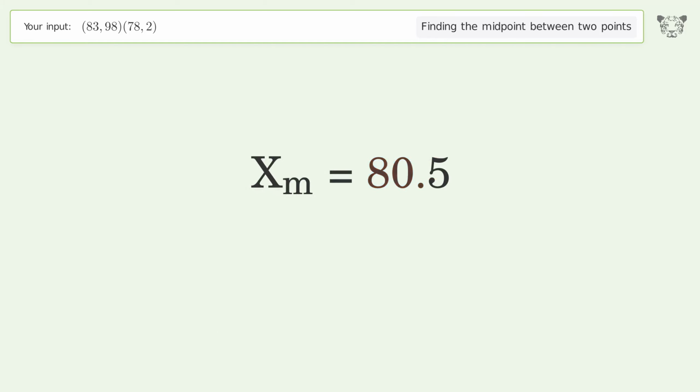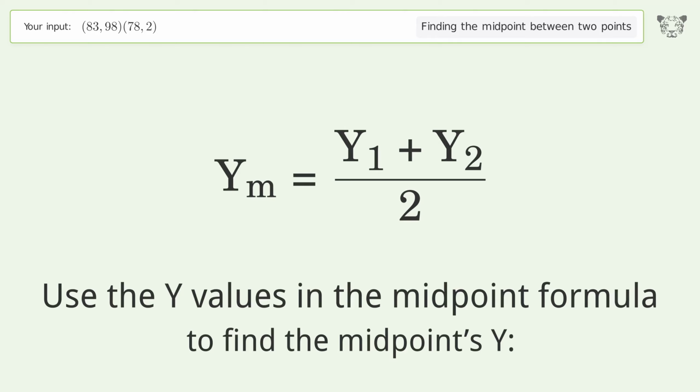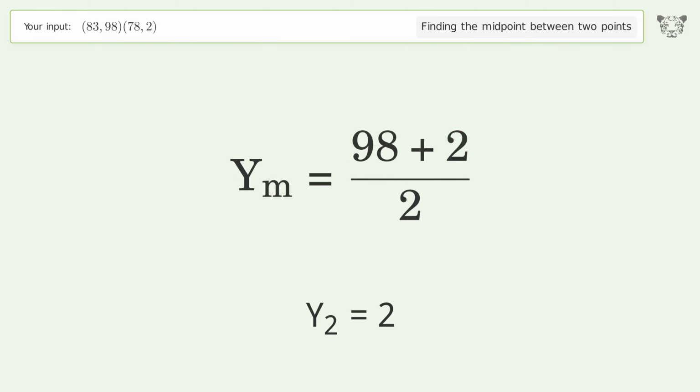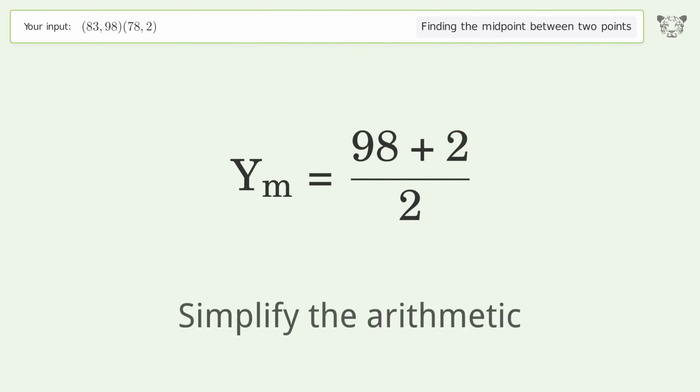Use the y values in the midpoint formula to find the midpoint's y. y1 equals 98. y2 equals 2. Simplify the arithmetic.